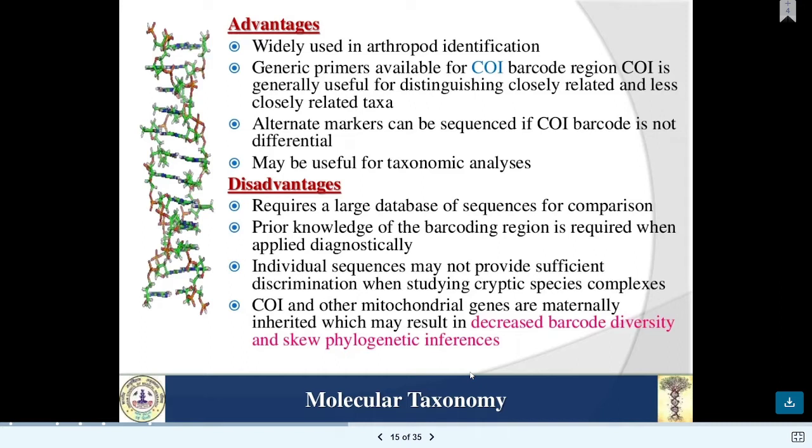Individual sequences may not provide sufficient discrimination when studying cryptic species complexes. Cytochrome oxidase 1 and other mitochondrial genes are maternally inherited, which may result in decreased barcoding diversity, because we are tracking only one lineage, from female to female, of that species. So skewed phylogenetic inferences are possible.